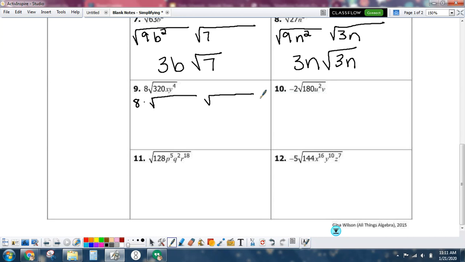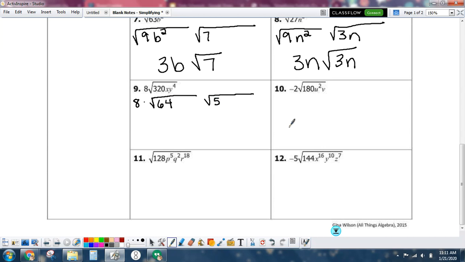So 320, I know that that is not a perfect square, but I do know that I can get 64 into 320. And you can check that by going through your calculator and taking 320 divided by, I would start at the bigger perfect squares and work your way down, just to make sure that you are getting the biggest perfect square. So 320 divided by 64 is going to get you an answer of 5. So 64 times 5 is 320.